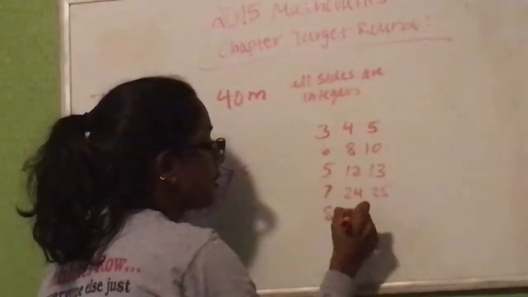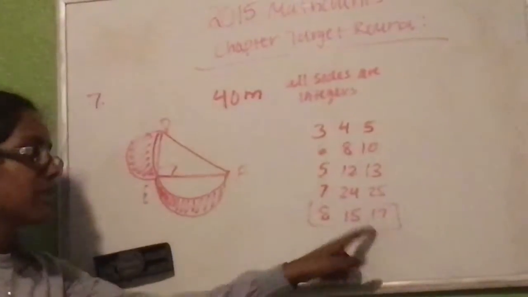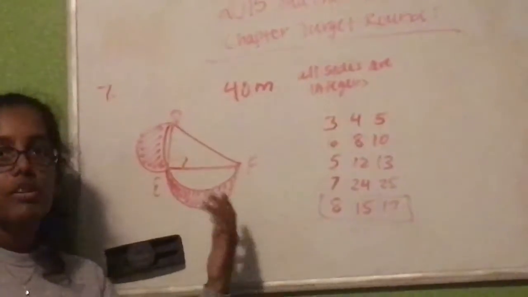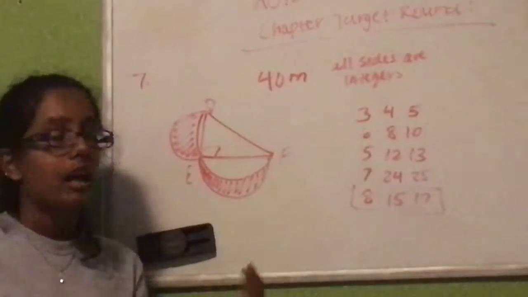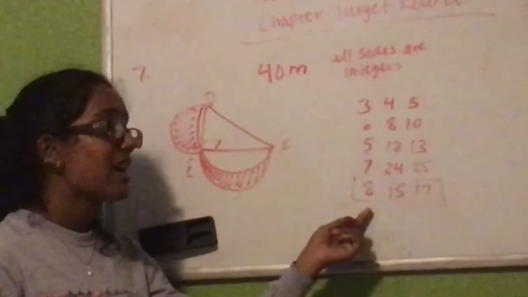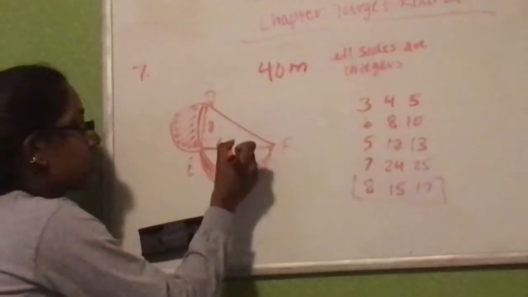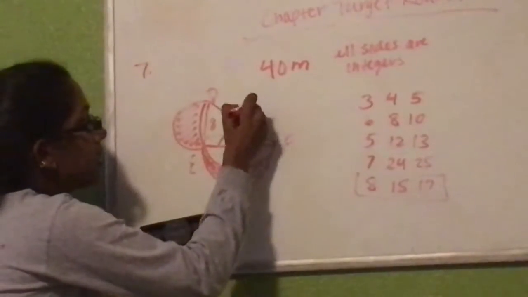Okay, so we have found 8, 15, 17 works. Now, actually I wasn't really explaining it as I was listing it, but what I was doing is in my head I was calculating if they added up to be 40. And these first 4 did not, but this last one did. So we know that DE is 8, EF is 15, and DF is 17.